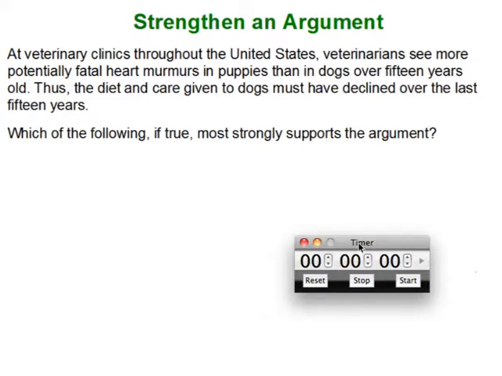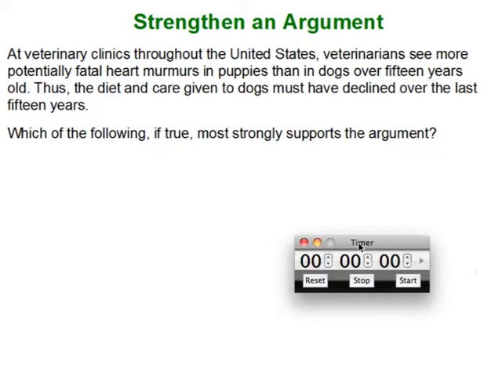So our conclusion here, very easy to identify the keyword thus. We really only have two sentences here, and that helps make our job a lot easier. So the conclusion, notice again this causal nature. The diet and care given to dogs must have declined. Now, the reason that the author is saying this seems to be suggesting that the diet and care must be causing something bad to happen to the dog.